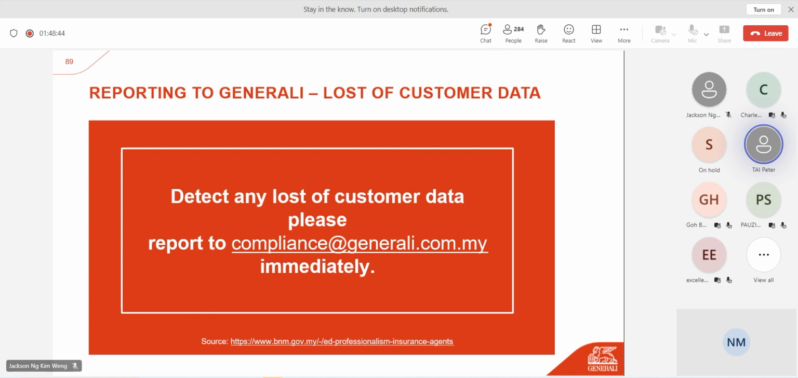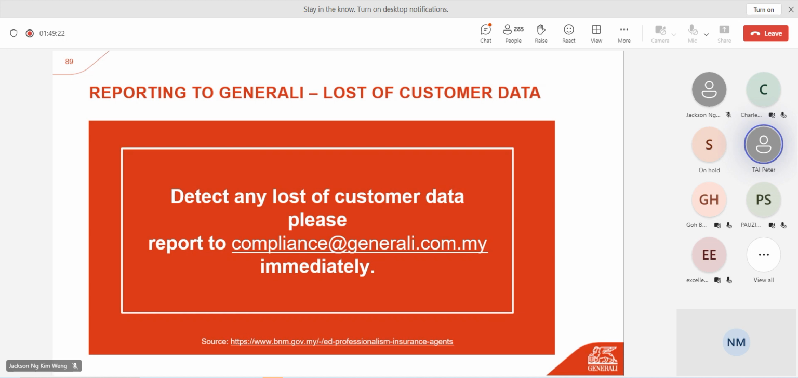Or you keep all those in physical form. Let's say you photocopy, keep the file, and put it in a cabinet, everything nicely. Then suddenly at night there is a flood, and the flood water damages all your paper documents. This is also loss of data. So when you have this kind of experience, please report to compliance@generali.com.my, so that the data of your respective clients is preserved and well protected. And you can always ask for a copy of the lost data from us. But first you must inform us why you lost the data.